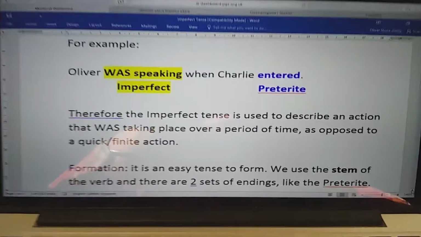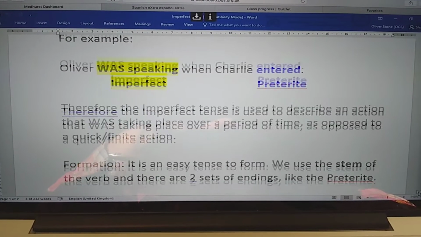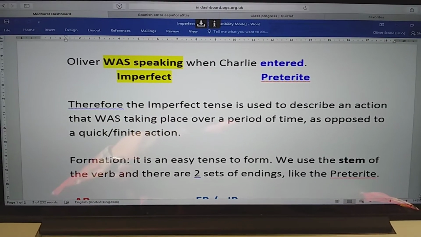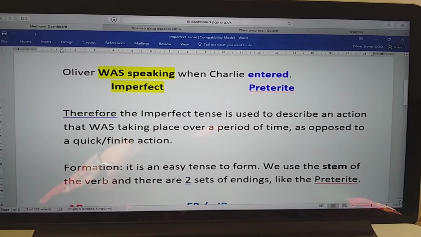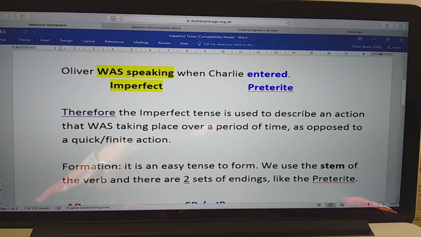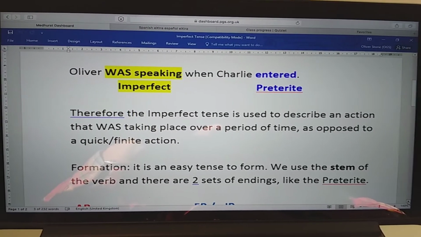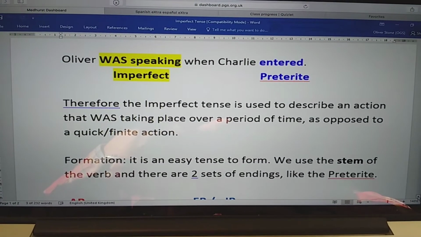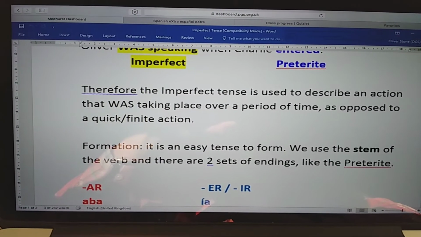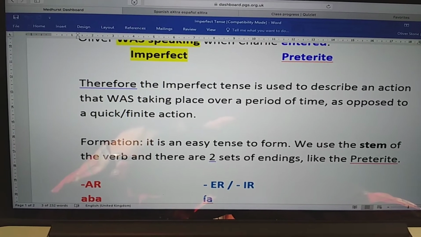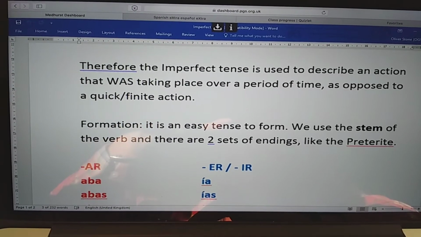Now, the good news is this is a seriously easy tense. Very, very straightforward. Like the preterite, there are only two sets of endings, which is great. So we haven't got too much to learn. The ER and IR endings are a pair, exactly like the preterite. And we also use the stem of the verb to form it. We're going to have a look at the endings first of all. Bear in mind you'd have the stem first, but we'll see that afterwards.